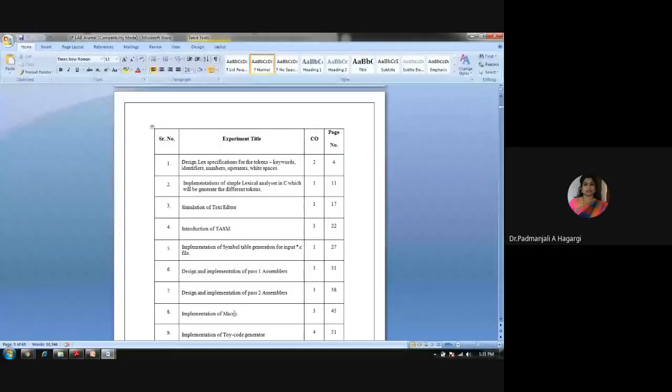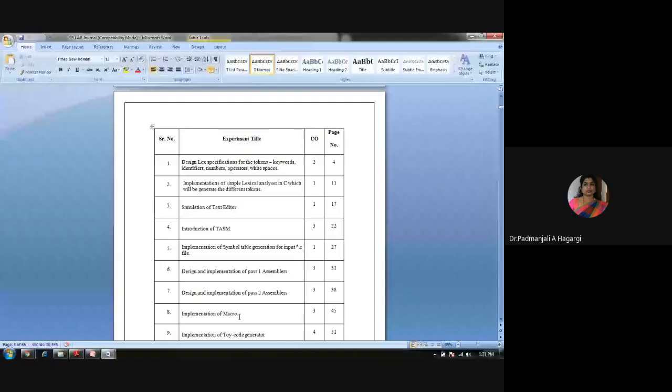So once again, I'm bringing you the syllabus, and in your practicals also there is a program implementation of macro. That means here you need to design a macro. The design of a macro has pass 1 and pass 2 as in the assemblers, and here we have one more extra, pass 3. So in the 8th program it is all about the macro. In the next class I will be talking about the program on the macro.